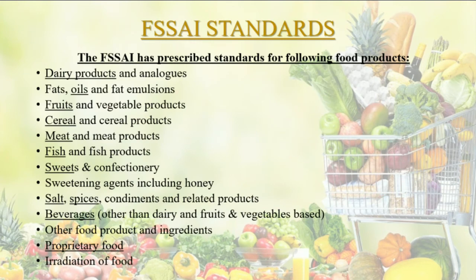And if we talk about the different food products for which FSSAI makes standards, there is a large number of products, ranging from dairy products, fats, oils, fruits, cereals, meat, fish, sweets, salt, spices, beverages, different proprietary foods, irradiation of food. All categories of foods are covered under the FSSAI standards. So FSSAI makes standards for all these different food products.